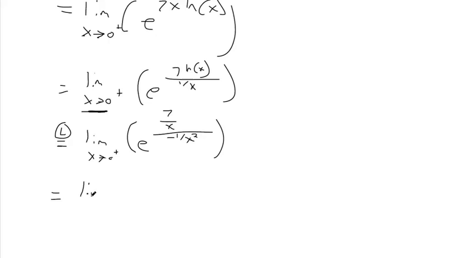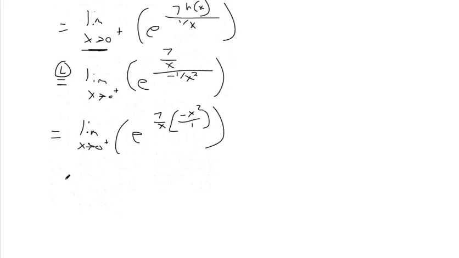And then not doing L'Hopital's rule this time, if we rewrite it, that's e to the, so this dividing of negative 1 over x squared, so flip and multiply. This is 7 over x times negative x squared over 1. So I flipped and multiplied. And that's negative 7x. The x's cancel out.